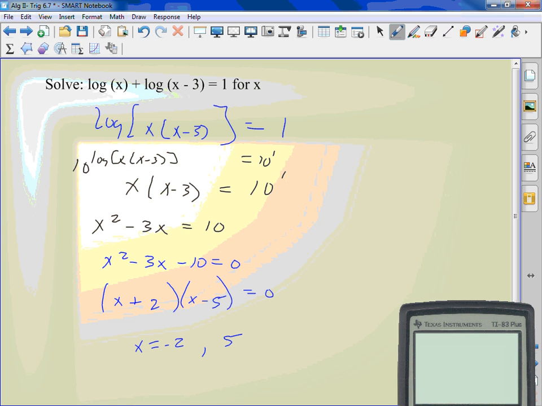What do I have to do for any logarithm problem? Check to see if they work. Okay, negative 2. Can I put log of negative 2? No. Just to check the other one, can I take the log of 5? What's 5 minus 3? Does it work fine? The only answer really is 5.